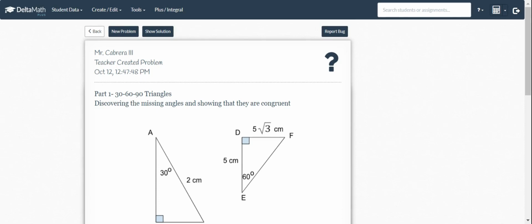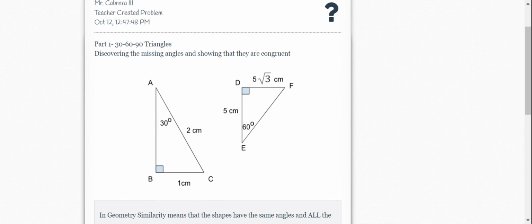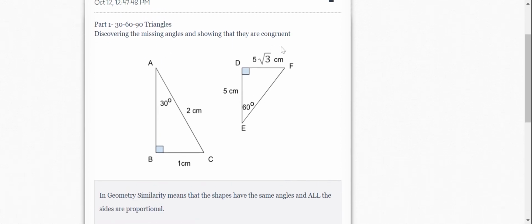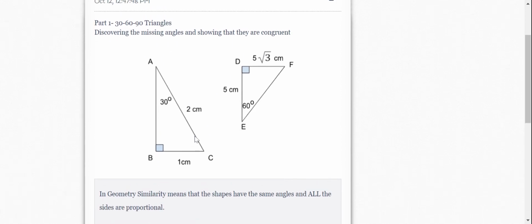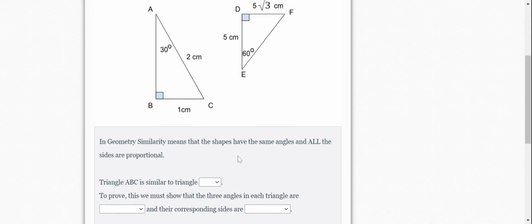All right, so this is 30, 60, 90. Looking for the missing angles to find that these are congruent triangles. So in geometry, similarity means that the shapes have the same angles and all of the sides are proportional, not just some of them, but all of them. Triangle ABC is similar to triangle.